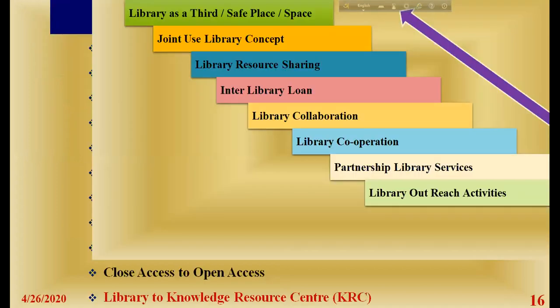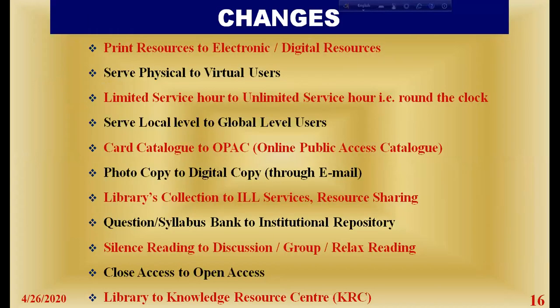Then what are the changes we have to undergo from print resources to electronic digital resources? From physical users to virtual users, limited library hours to unlimited service hours, that is round the clock, from local level to global level users, card catalog to OPAC, that is online public access catalog, more specifically web OPAC, photocopy to digital copy through email, library's own collection to interlibrary loan and resource sharing, question paper and syllabus bank to institutional repositories, silent reading to discussion group or relaxed reading zone, closed access to open access, library to knowledge resource center, like that.